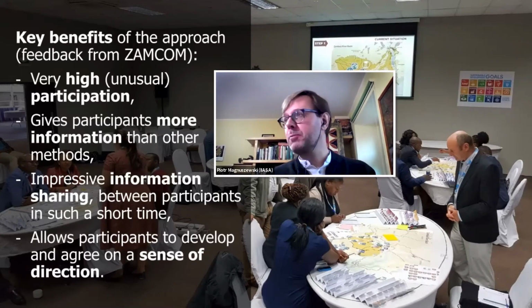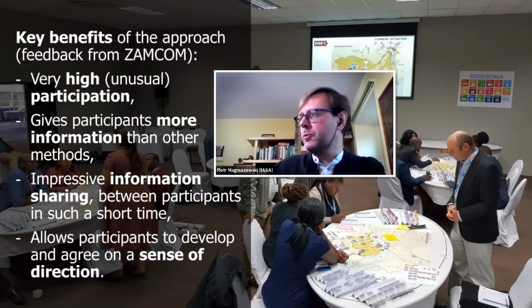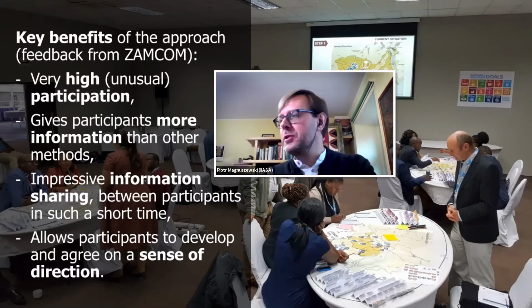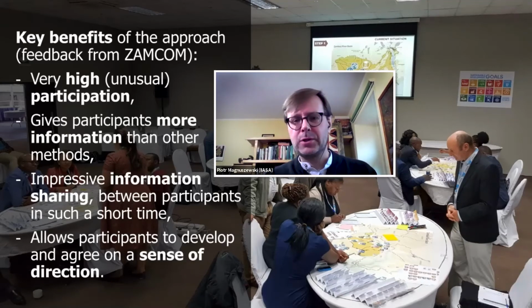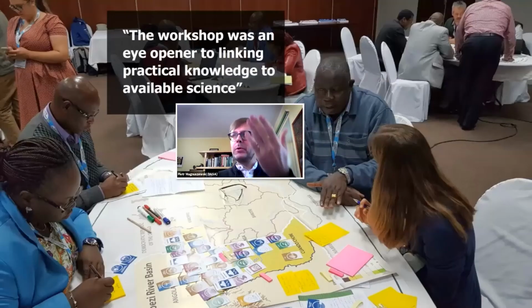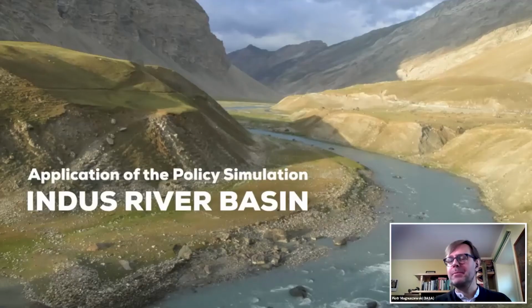Finally, with all this chaos around, people talking, moving, changing this visual information, the participants were able to develop a shared sense of direction, which was a great achievement, as participants felt. In the words of the participants, the workshop was an eye-opener to linking practical knowledge to available science, which I feel is a great achievement because we wanted to contribute. We see this not only as science being brought to stakeholders, but also as scientists learning from this practical knowledge and experience that is there in the basin.